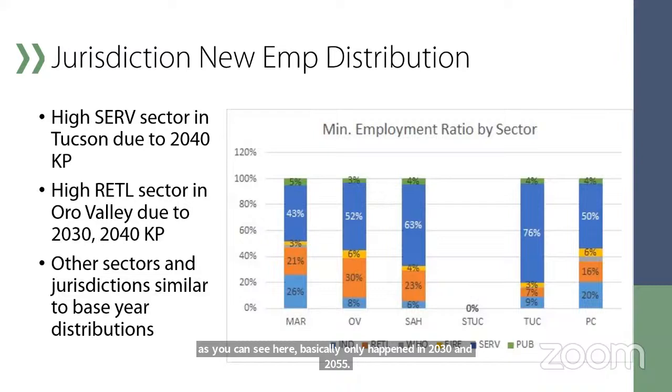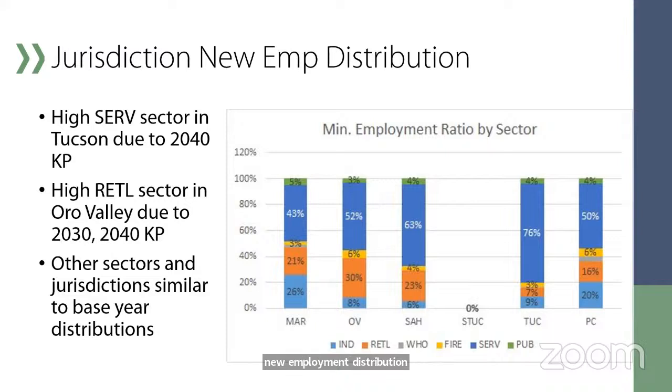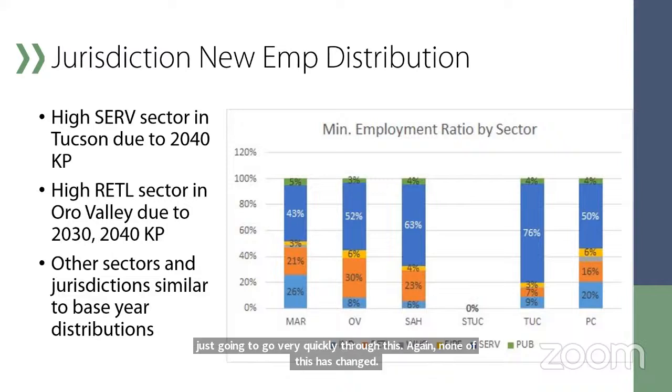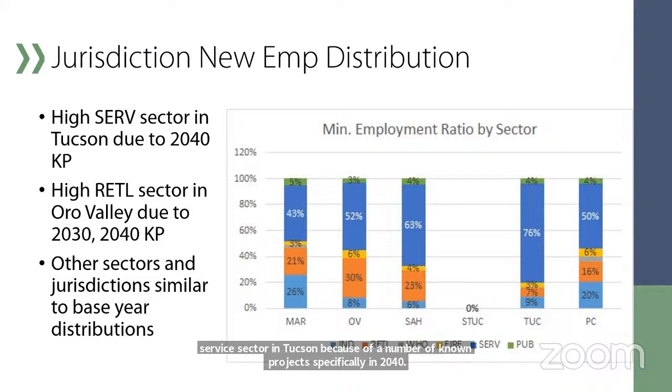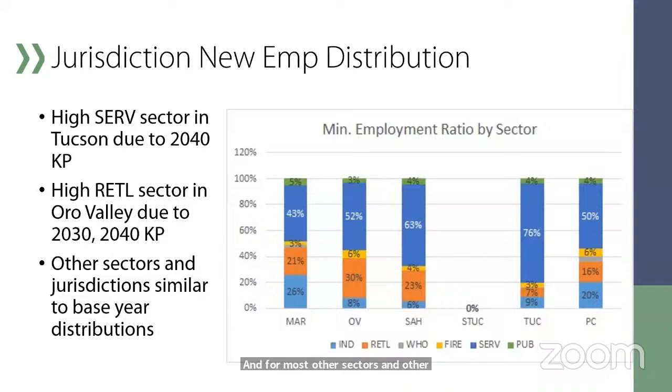The jurisdiction new employment distribution. I'm just going to go very quickly through this. Again, none of this has changed. High service sector in Tucson because of a number of known projects, specifically in 2040. High retail sector growth in Oro Valley due to 2030 and 2040 known projects. And for most other sectors and other jurisdictions, things remain similar to their base year distribution.